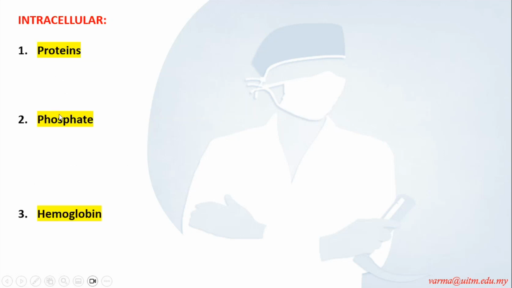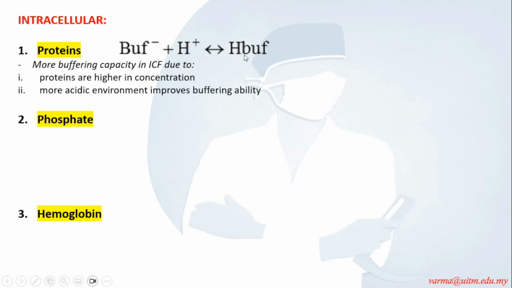Next, we go to intracellular. You have to mention these three. You have to at least say the intracellular buffer consists of proteins, phosphate, and hemoglobin. For protein, you're going to write this simple equation. We're going to mention more buffering capacity in ICF due to proteins being higher in concentration. A more acidic environment improves buffering quality.